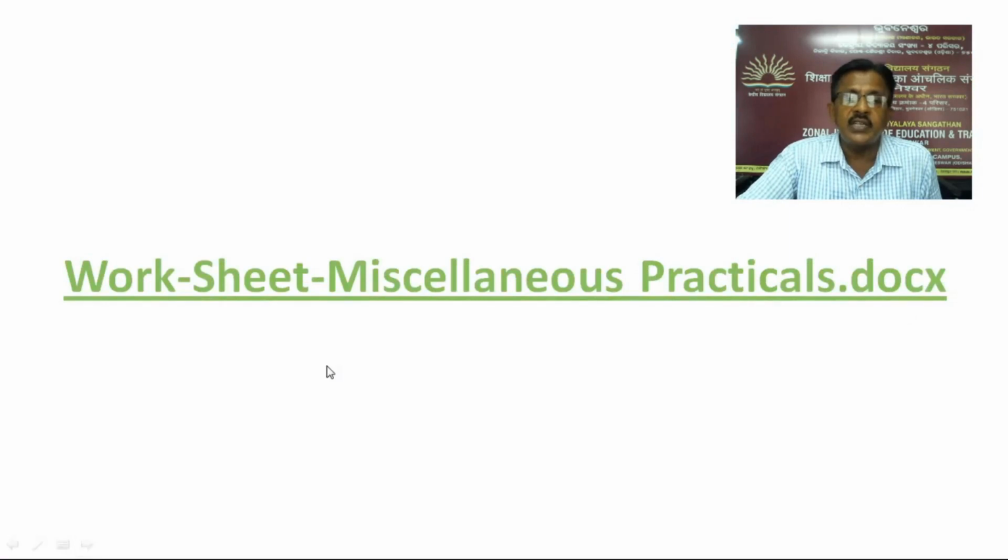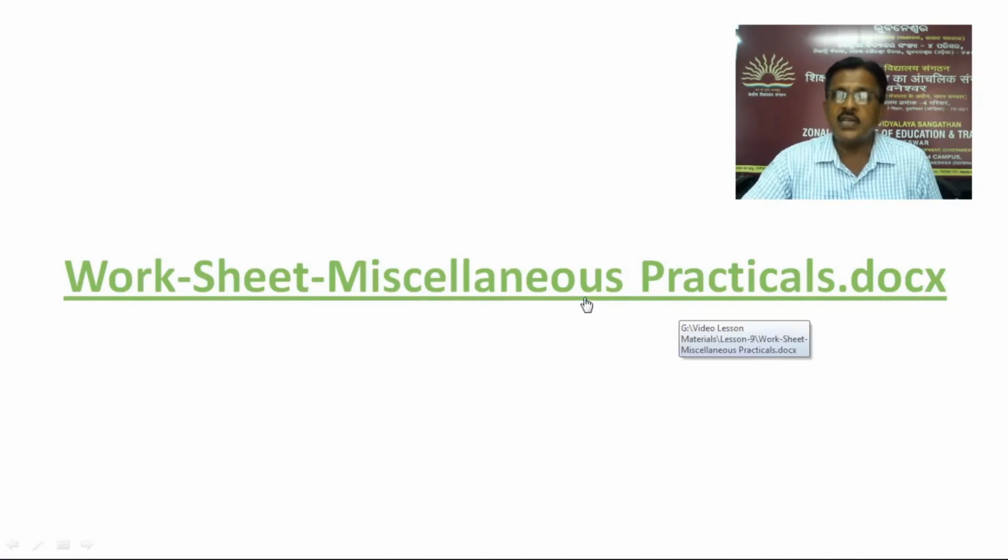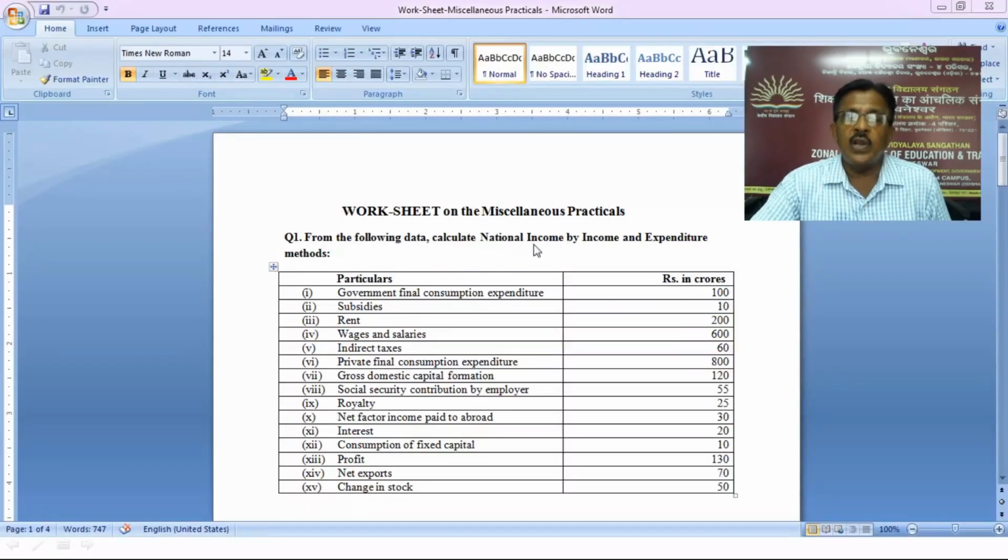So now the next, some of the questions related to all the methods. That is why it is miscellaneous practice. From the following data, calculate national income by income and expenditure method. So both the methods will be used, and to find out this national income, that is what? NNP at factor cost. So you have to see the items related to income and expenditure. We have to locate, and accordingly we have to put those items to get our required concept, that is NNP.